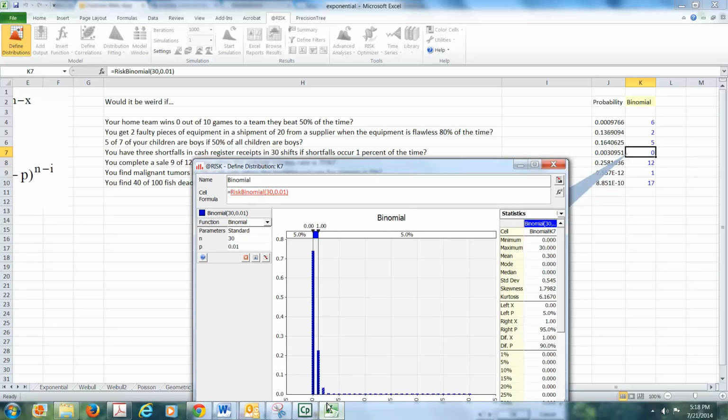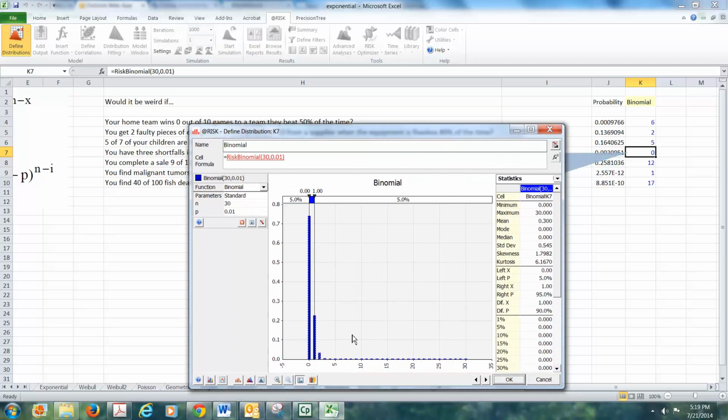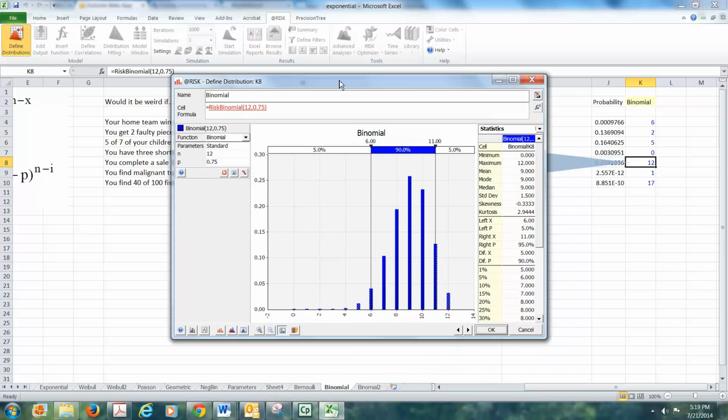This time we're looking at 30 different shifts in our store, and we are looking at 3 shortfalls in cash. There's 1, 2, 3. That's this value right here. That's a very small probability, and it looks like it's a bit unusual. So either something dumb lucky just happened to us, or there's another explanation. But once again, this shows you all the things that can happen from 0 shortfalls through 30. So this binomial distribution gives us a nice view of the natural variability in the world.